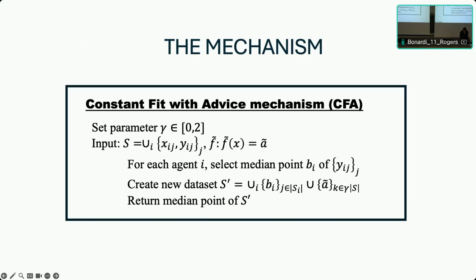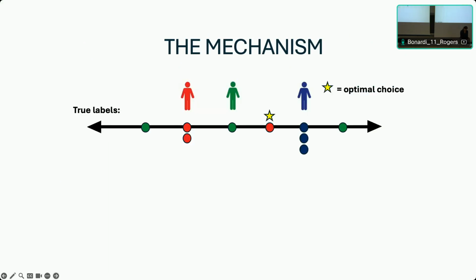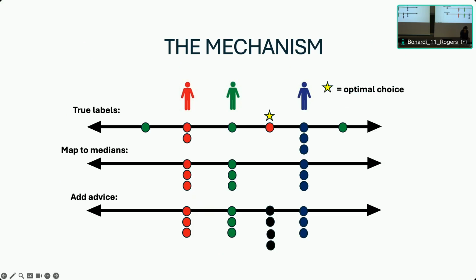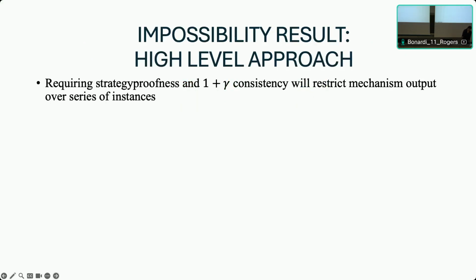What this looks like on our little toy example is that we take all the agents' points and map them to the median. And then in this case, let's assume that the advice is correct. If we add some copies of it, then the median is exactly the optimal, which is great. But you can imagine that the advice may be completely off. Of course, this is going to impact the performance of the mechanism, but our robustness bound shows that this isn't too bad.